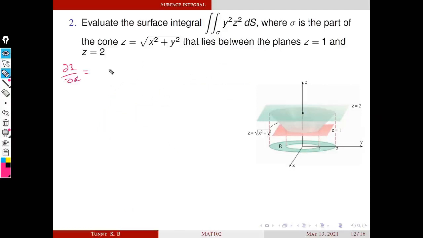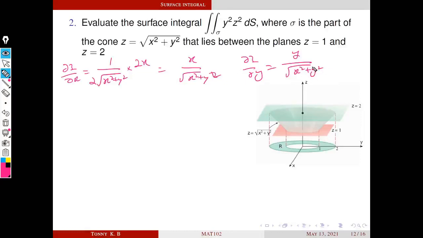So we have to find the derivatives with respect to x and y. So what is dou z by dou x? That is 1 by 2 times square root of x square plus y square into the derivative of the inside, that is 2x. So this becomes x by square root of x square plus y square. And similarly, we can find dou z by dou y: 1 by 2 times square root of x square plus y square into 2y. So ultimately this becomes y by square root of x square plus y square. So these are the partial derivatives.